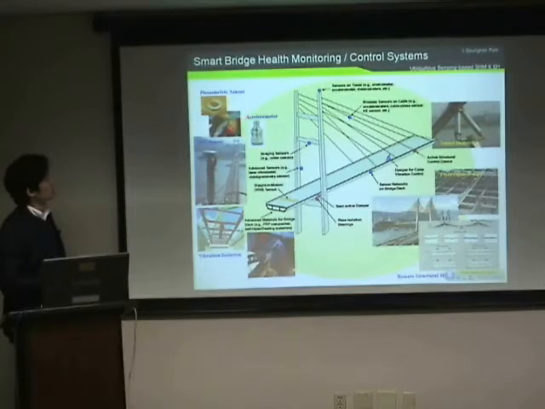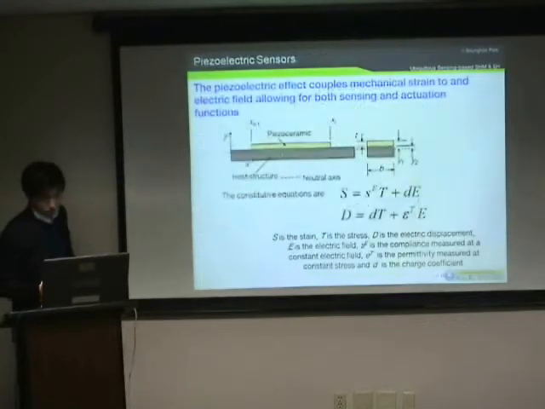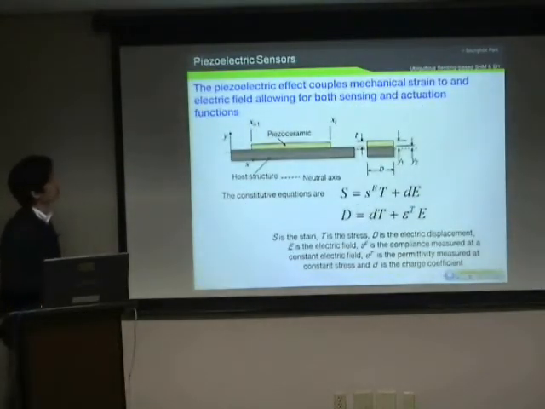What you see here is a schema diagram of bridge-based monitoring control systems. You can see a lot of kinds of smart sensor systems, including piezoelectric sensors, accelerometers, GPS sensors, and fiber optic sensors, and other kinds of damper systems for vibration control. One of them, I'm gonna talk about piezoelectric sensors today.